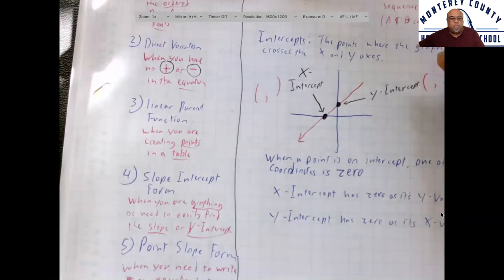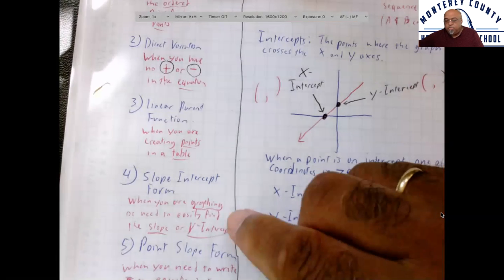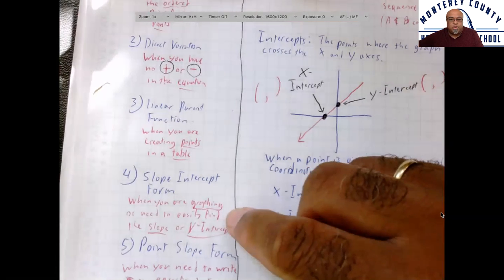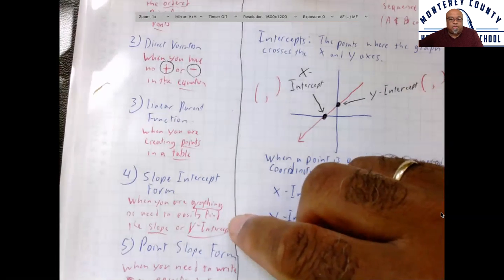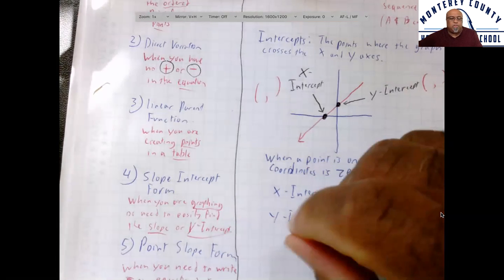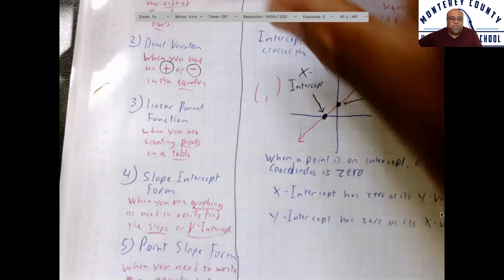Okay, slope-intercept form. When do you use that most? You're going to use that most when you are graphing a linear equation, or when you easily need to find the slope or y-intercept because they're actually just written in the equation. If you know what you're looking for, then they're easy to find.